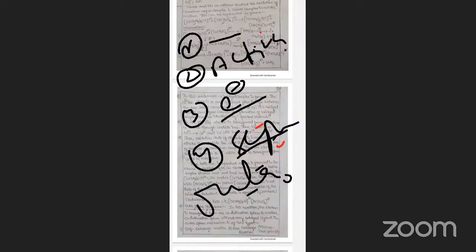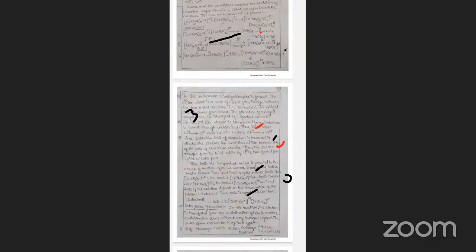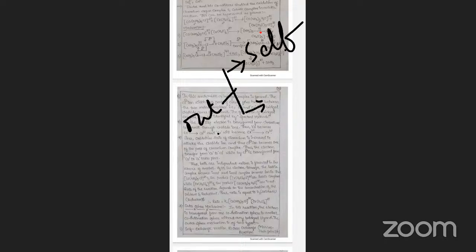In this outer sphere mechanism, 2 types are there. One is the self exchange reaction. The second one is the cross exchange reaction. Cross exchange is nothing but the Marcus Hush principle. This is very important. Marcus Hush principle. What is meant by cross exchange? What is meant by self exchange?